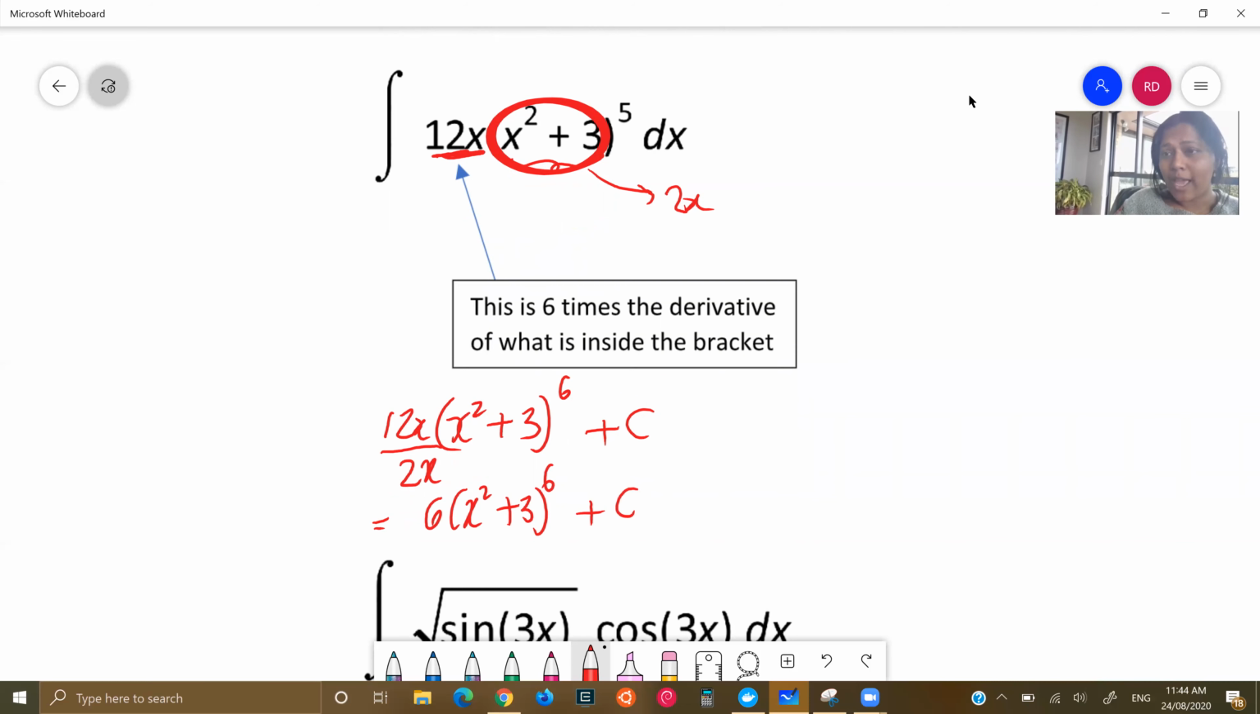Now, what you can do is check that you've done the right thing by differentiating again. Sorry, that's 2, not 6. So when you differentiate this, you will get what we started with, and that's the way you can check that your answer is correct.